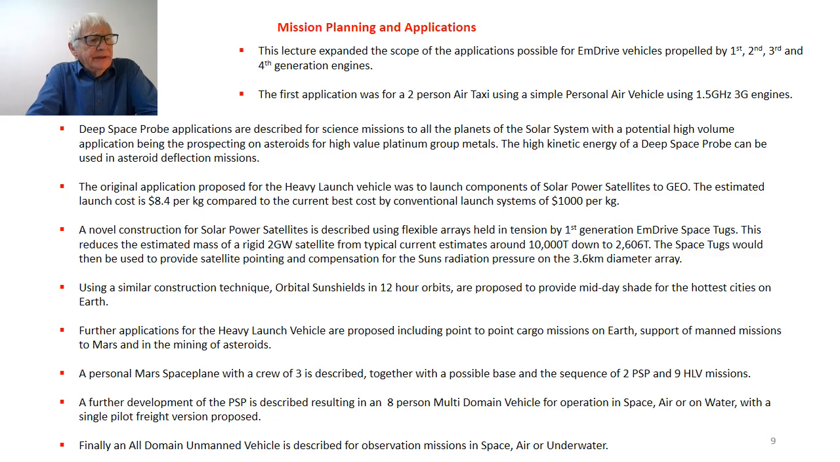And what this really clearly showed is that if you want to explain the performance of these UAPs, you do not need to bring in extraterrestrial technology. EmDrive will do it all for you.